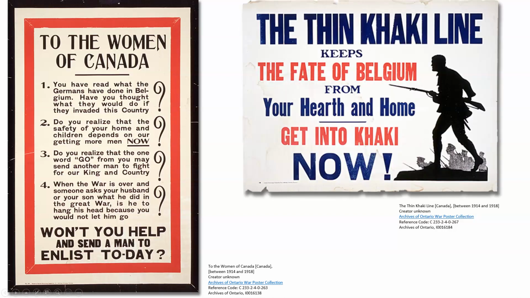Here's a poster that was aimed at women. You've heard what the Germans have done in Belgium. Have you thought of what they would do if they invaded this country? So women were scared into nagging the men to go to war because the Germans were going to come and do war crimes here in Canada. It's true that Germans did some terrible war crimes in Belgium, but that was used as a pretext to pull people into the war. Other countries ignored war crimes all the time unless it suited them. So again, the thin khaki line, the fate of Belgium, keep it from your hearth and home, enlist now.